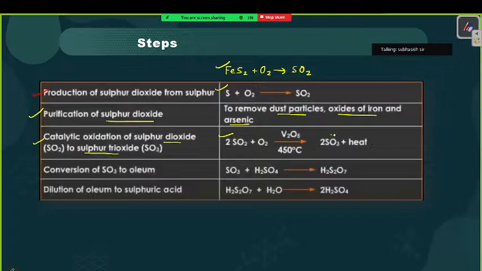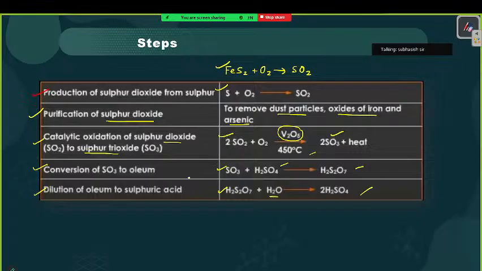Sulfur dioxide is converted into sulfur trioxide by the use of vanadium pentoxide as catalyst. Temperature, pressure, etc. are also important. Then the conversion of sulfur trioxide into oleum. Sulfur trioxide is dissolved in sulfuric acid with the formation of H2S2O7. And the last step is the dilution of oleum to sulfuric acid, when oleum is dissolved in water with the formation of sulfuric acid.